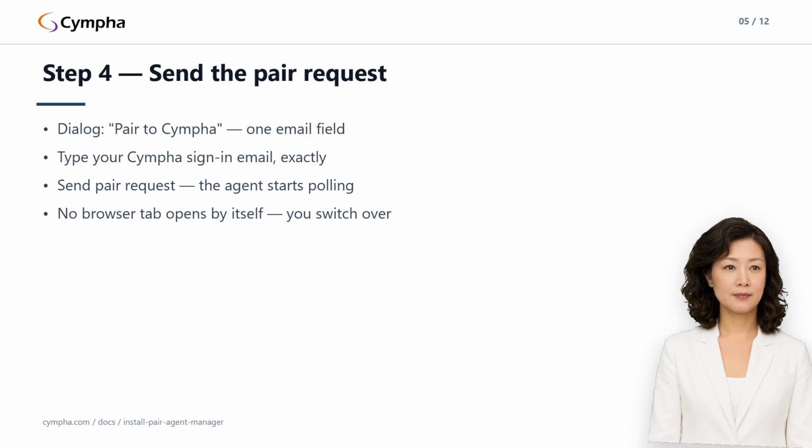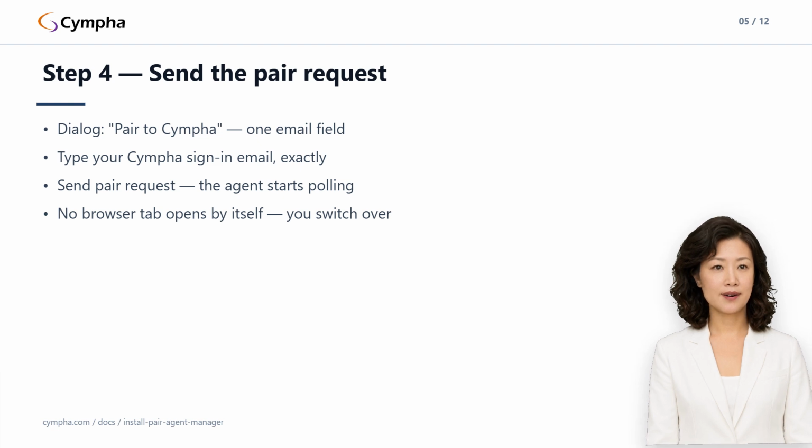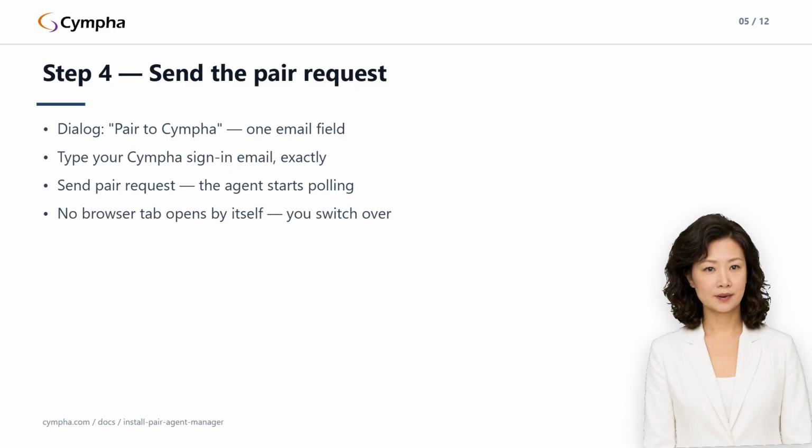Think about what just happened from a security point of view. Anybody who can run an installer on your laptop can type your email into a dialog. That half of the handshake proves nothing. So Cympha requires the other half to come from somewhere an imposter can't reach, your browser, where you are already signed in with your own credentials. The approval is granted by the real you from a separate, authenticated session. That's why pairing needs the browser side, and why the agent can't just complete it alone.